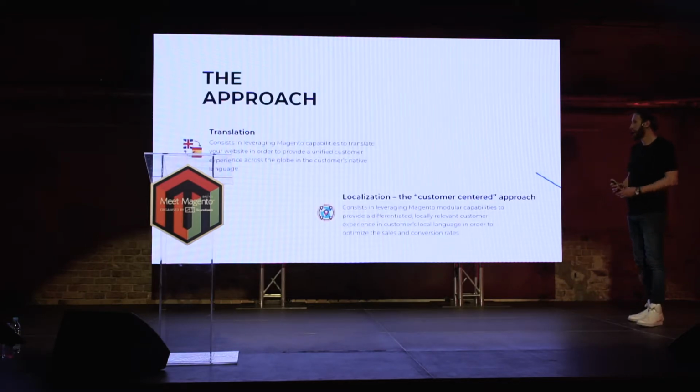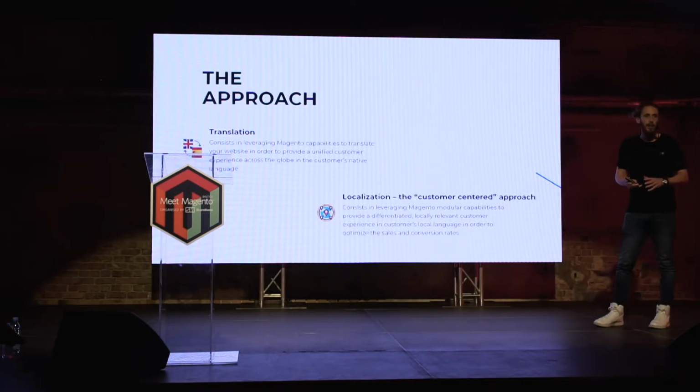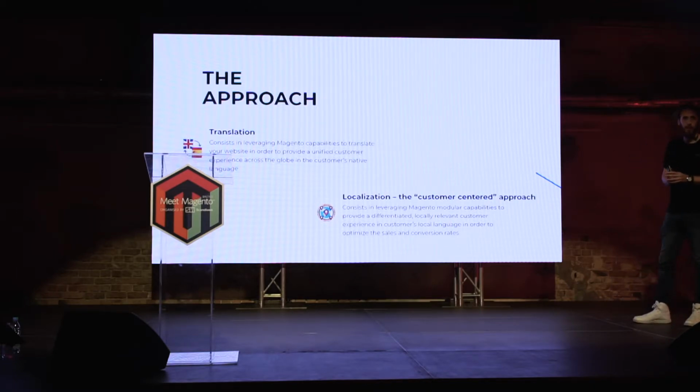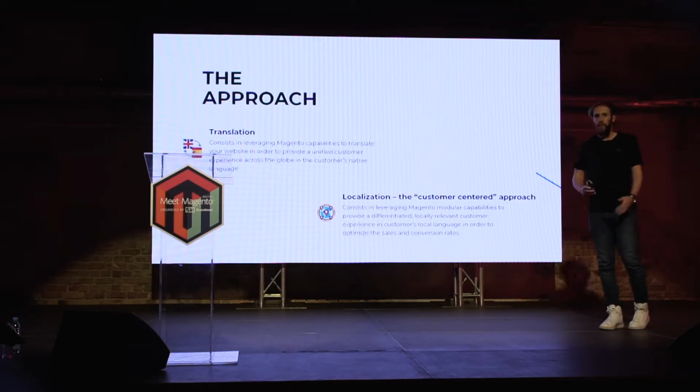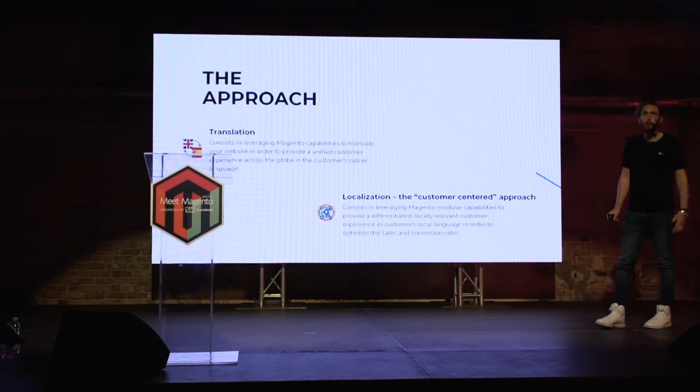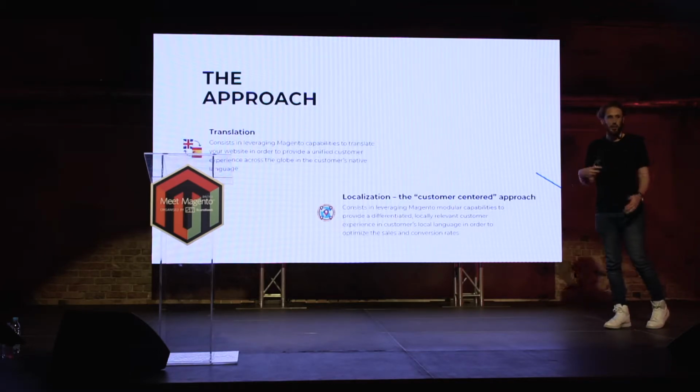So going global: let's say you start from one website which you have in English and you sell in the UK, and you want to start selling in Spain. Of course, the first step is translating your website. For this, Magento is a great tool, and you can just leverage the out-of-the-box Magento functionality to translate your website in order to provide the customer a unified experience across different countries, but in the customer's native language.